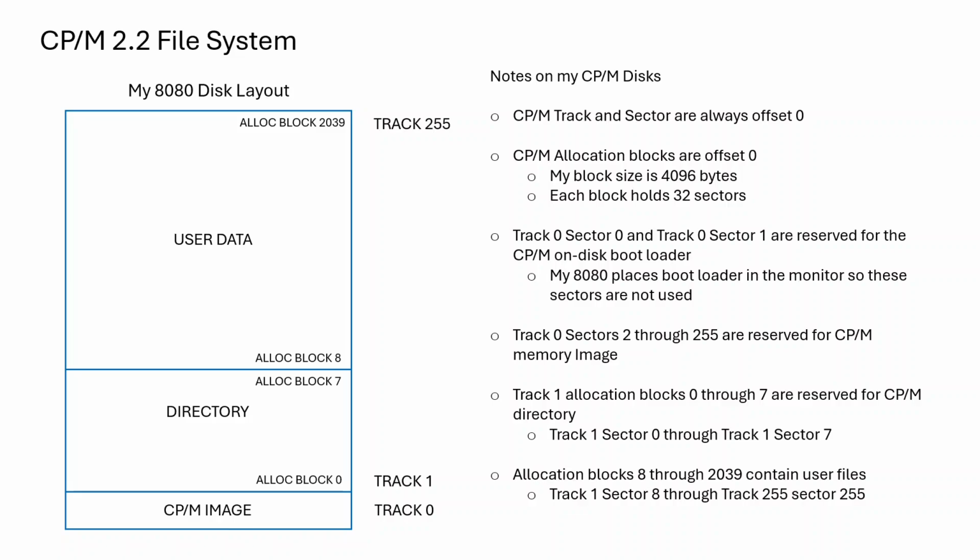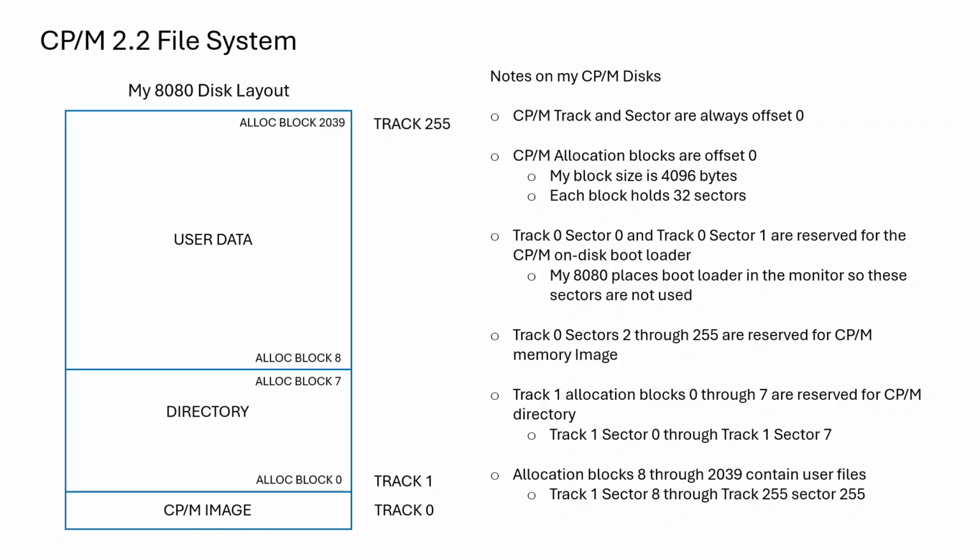Just as a review on the file system for my 8080 computer, at the bottom on track 0, you can see we've got the CP/M image. I've allocated sectors 0 and 1 for potentially an on-disk bootloader. May not use it, might use it, don't know. Just went ahead and reserved it just in case. But then the rest of that track is used for the CP/M image. That's what I actually boot from. My boot code is in the monitor.